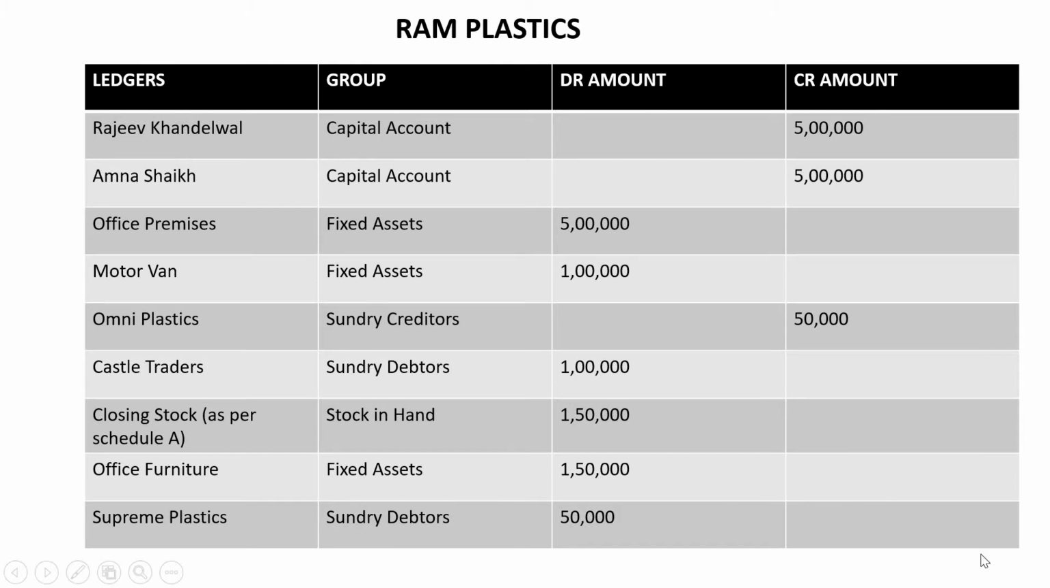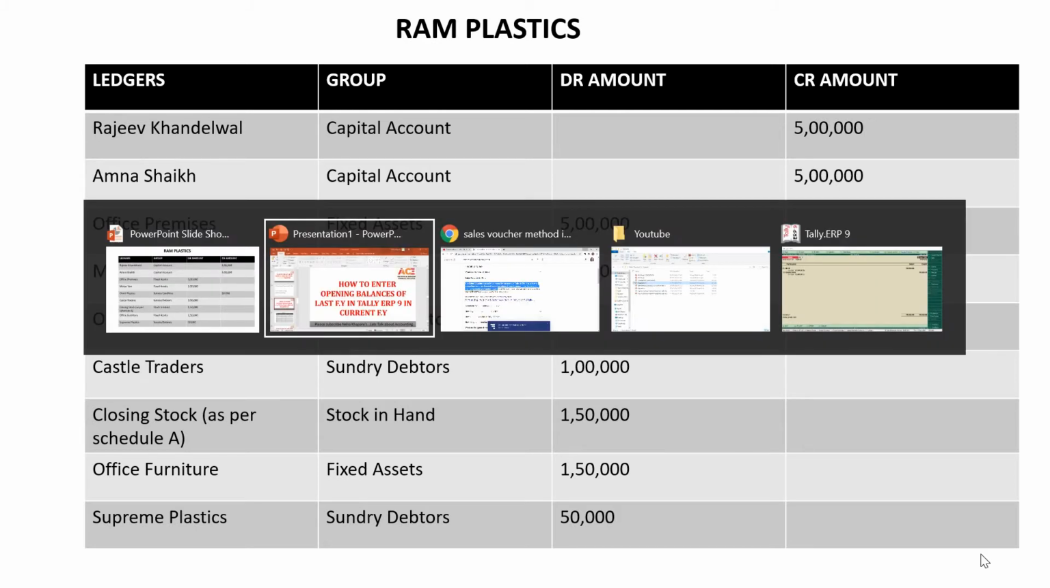So I have taken this example, and yes, my debit amount as well as my credit amount tally. Okay, you can see that the debit amount is exactly equal to my credit amount. So it means I have taken last year's tallied balance sheet, and now I have to enter my opening balances in the current financial year. Okay, so let's go to Tally.